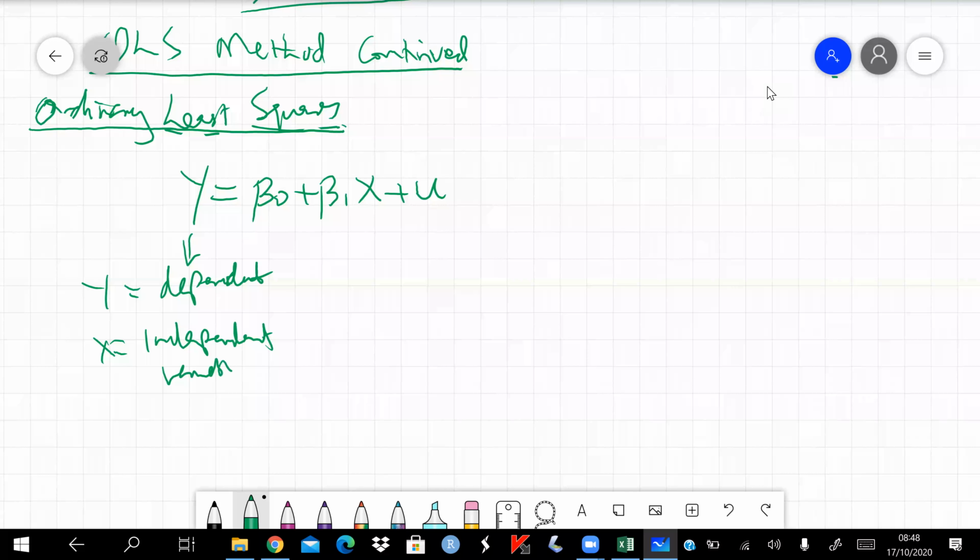That's why we gave the assumptions. The assumptions of the OLS all revolve around the behavior of the error term. I will not be repeating the assumptions of the OLS because you already have them. As I mentioned, our objective is to estimate beta naught and beta 1, but at the same time, we want the error term to be as small as possible.